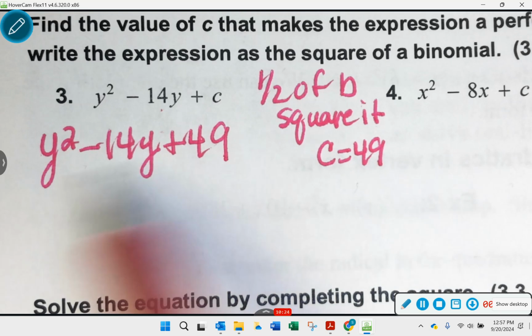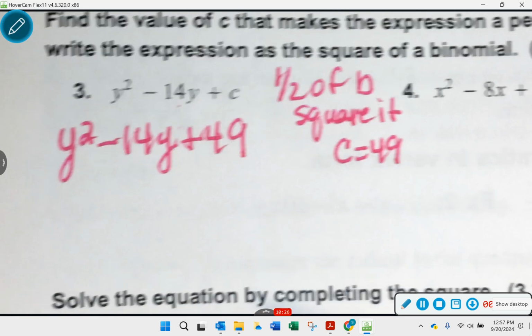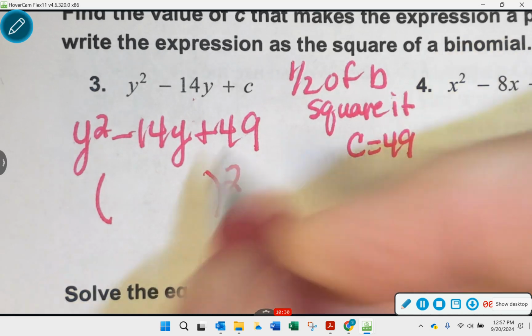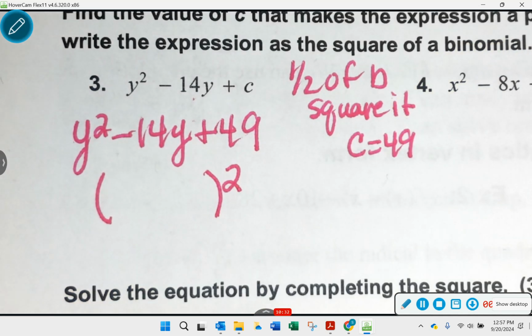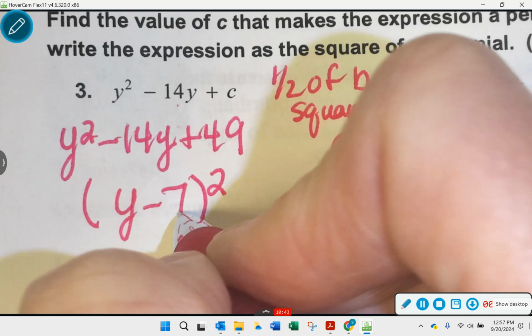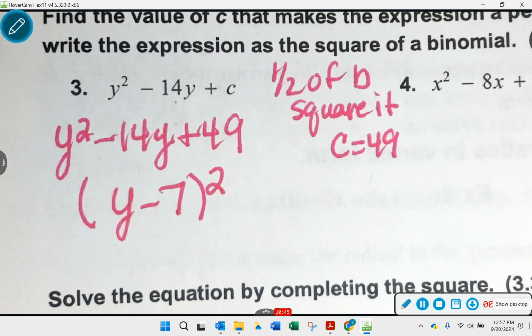And now can you guys factor that? Just write it down, what you think it would be factored. Vanessa, what do you think? Good. Did you guys get it? Okay.